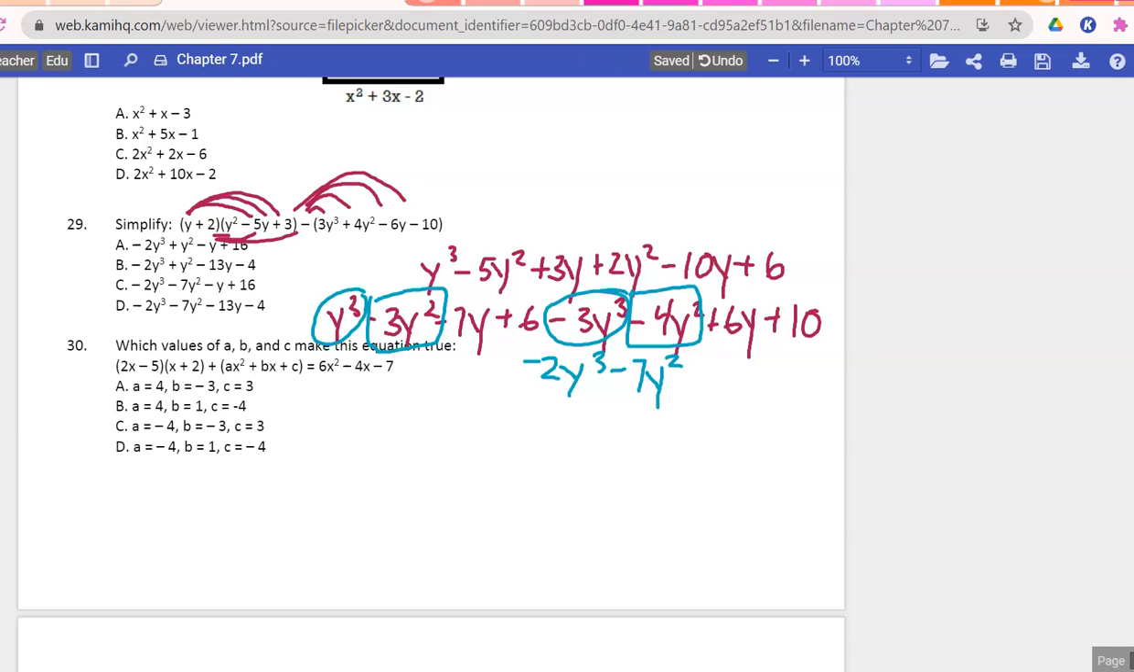I have negative 7y, positive 6y. When I combine those, I get negative 1y, or just negative y. And then last, I have 6 plus 10, which gives me 16. And that looks like answer choice C.